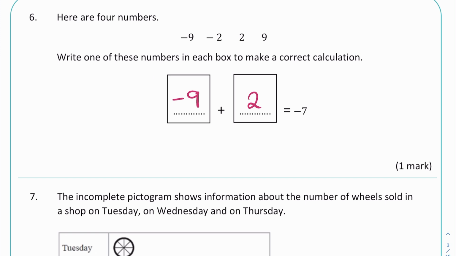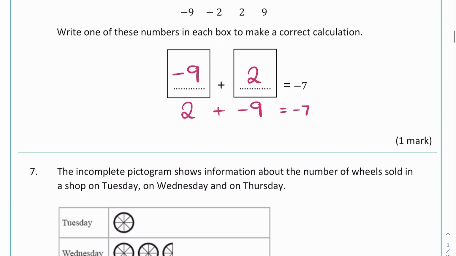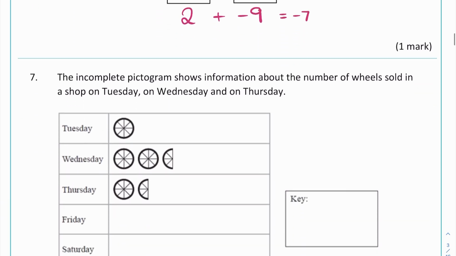Now, what I mean by there could be other answers here is that you could actually add the negative to the 2. So we could have 2 plus -9. And adding the negative would be a takeaway. So it'd be 2 take away 9, and that would equal -7. So you could have -9 and 2, or 2 and -9. And there we go, 1 mark for that one, but either one of those answers.